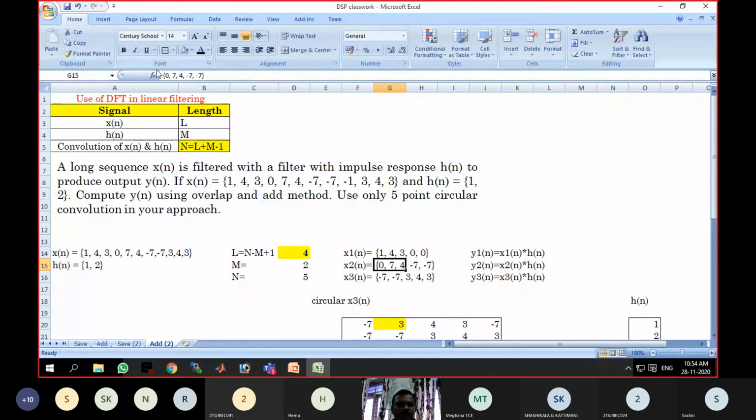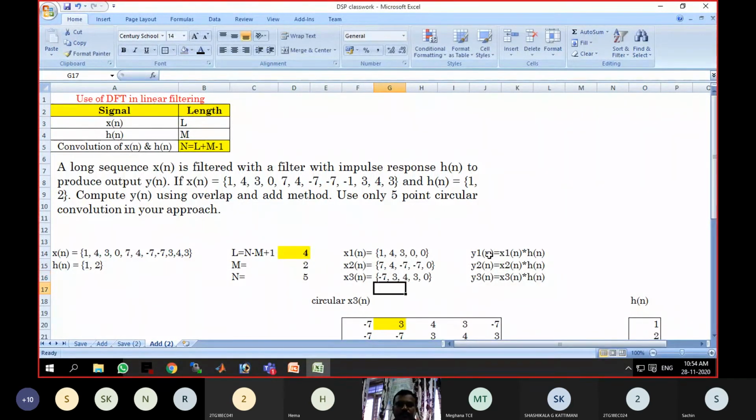So I have added. Similarly, how to create X2? The remaining L elements from x of n, that is 7, 4, minus 7, minus 7, and the last element is m minus 1 zeros. So m minus 1 zeros I have added. How to create X3? Once again, I need to go for the remaining L elements, that is minus 7, 3, 4, 3, and I need to add an extra 0 at the end.